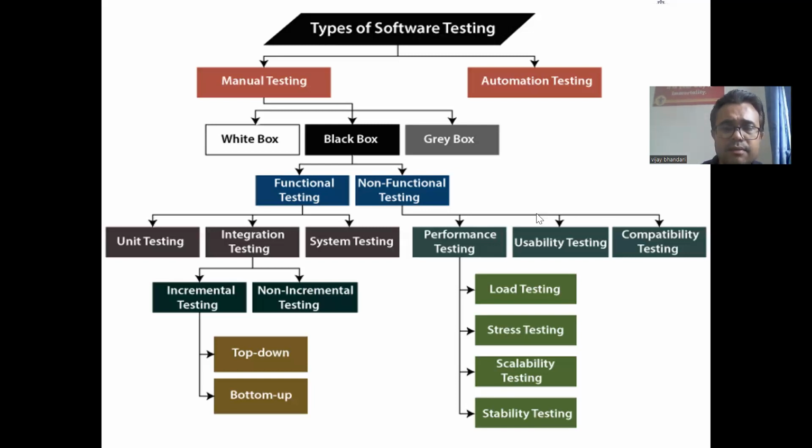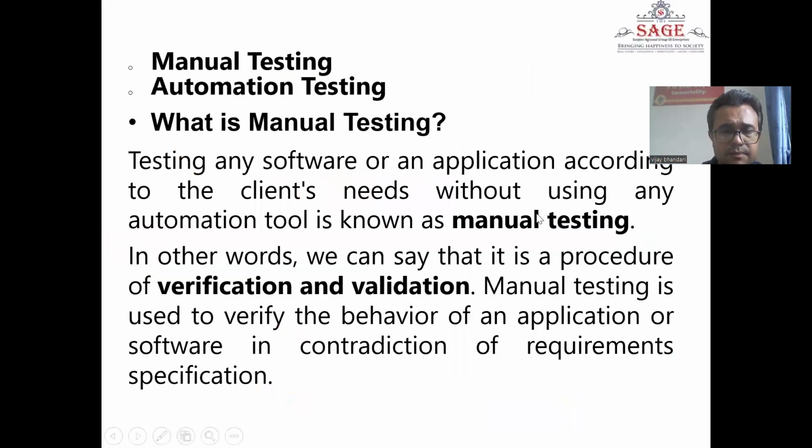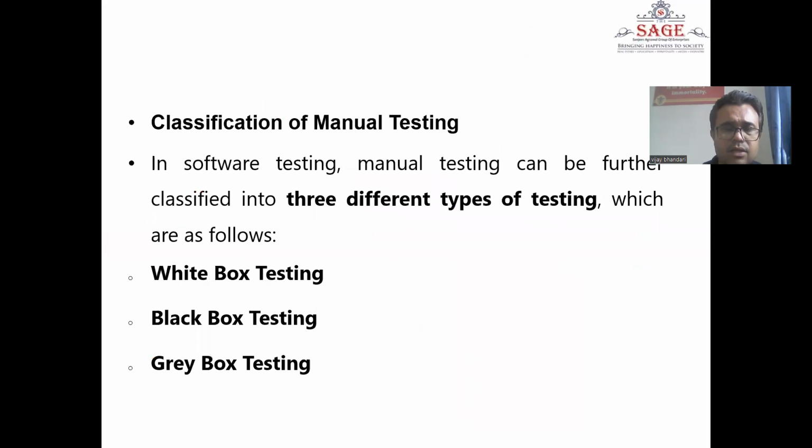Now we come to automation testing. There are different kinds of automation tools with which we can test the software and the code. Now, classification of manual testing. In software testing, manual testing can be further classified into three different types of testing: white box testing, black box testing, and gray box testing. As I showed you in the second slide in the figure.